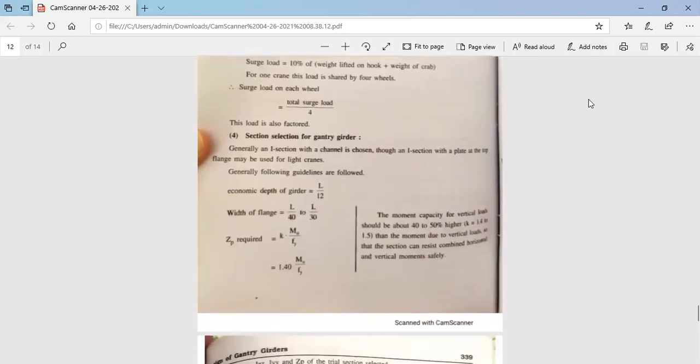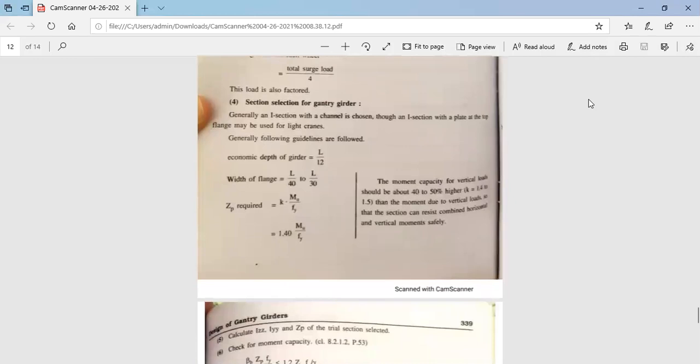The fourth step is section selection for the gantry girder. Generally an I section with a channel section is chosen, though an I section with a plate at the top flange may be used for light cranes. Generally the following guidelines are followed: the economic depth of the girder is taken as L by 12, the width of flange is L by 40 to L by 30. The required plastic section modulus Zp is equal to K into Mu divided by Fy. Here K is equal to 1.40.